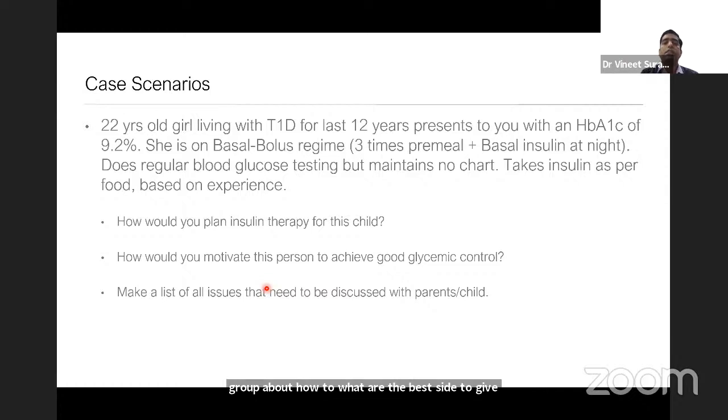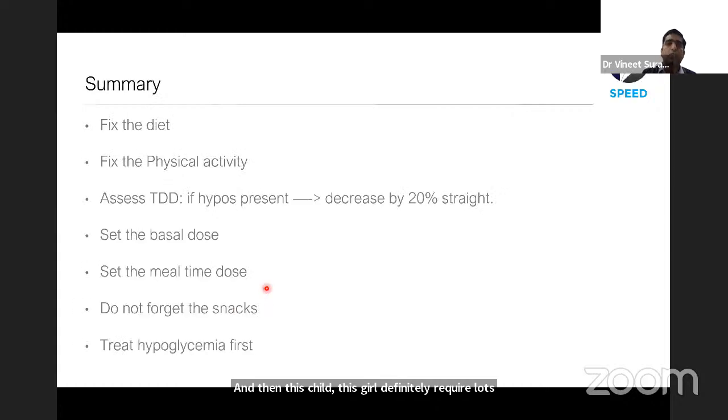And this girl definitely requires lots of motivation to achieve good glycemic control. So to summarize, we need to fix the diet first, fix the physical activity, and assess their total daily dose. If hypos are present, decrease by 20% straight. Whenever we are increasing the dose, we need to be cautious, but when decreasing the dose, we need to be really liberal in cutting it down.